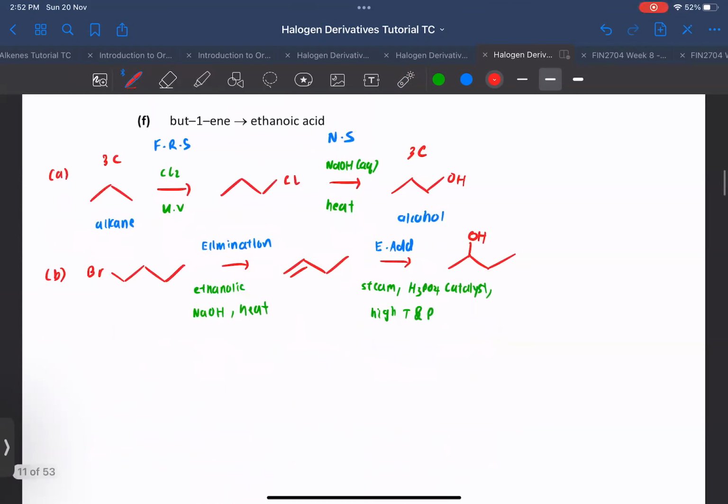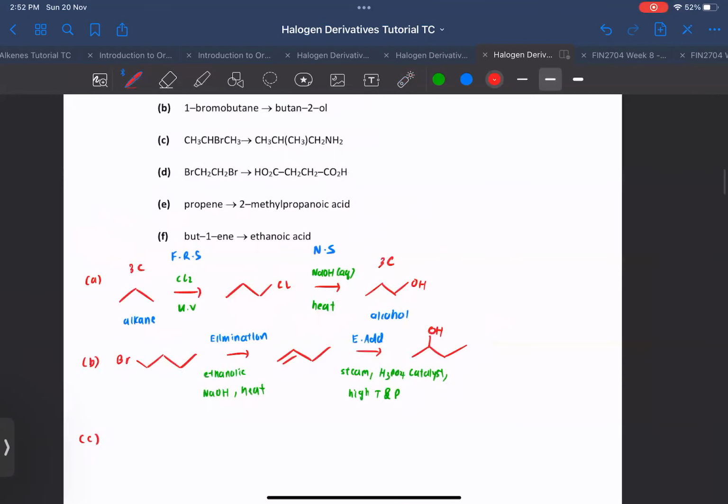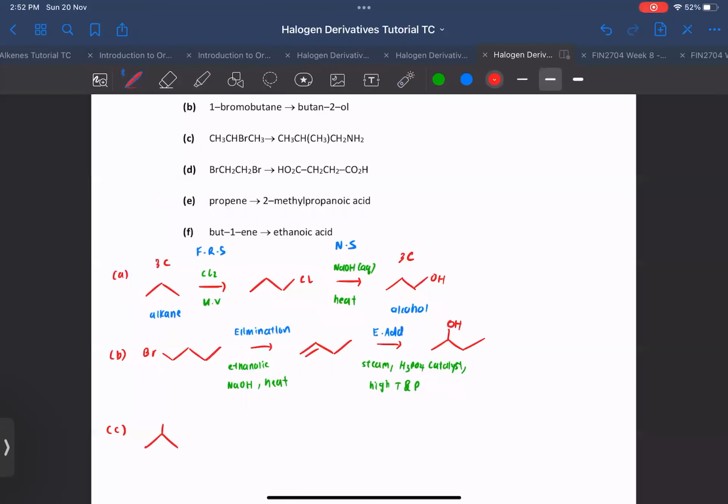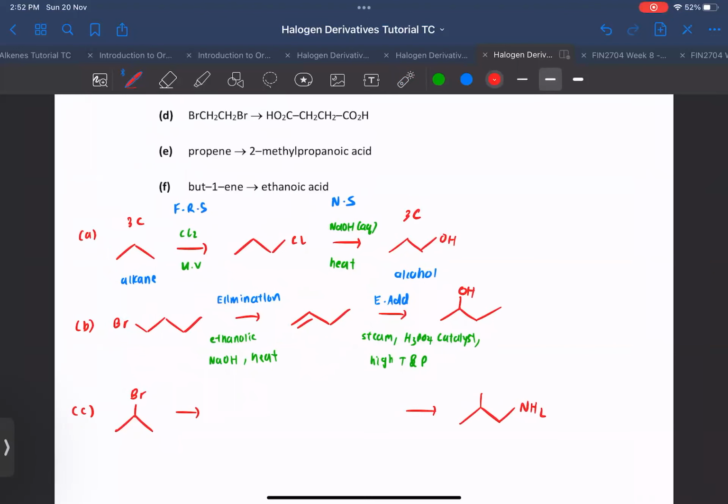Okay guys, let's try part C. I'll give you 2 minutes, and then I'll talk about some of the additional techniques that you can use. I'll draw the compound for you. We have this, and then it eventually turns into this. Identify the functional groups and refer to your notes where these functional groups appear. So 2 minutes, give this a try.